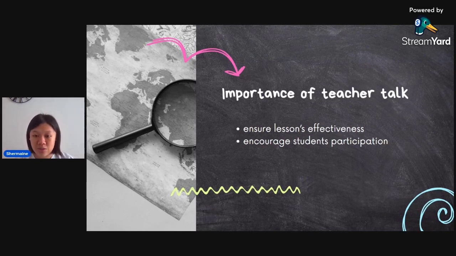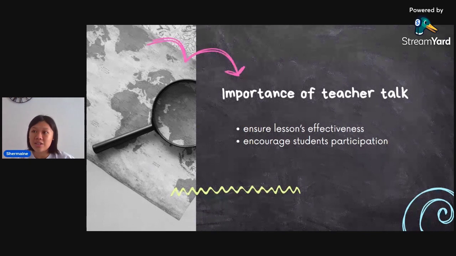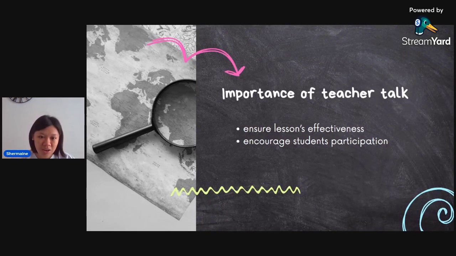Second is to encourage student participation. Some students may be introverts and don't like to join in a lot. In this kind of situation, teacher talk becomes important, as you need to promote student participation. You have to encourage them. Even though the students are introverts, you can't just leave them on their own. You have to go and maybe ask, do you want to try something, so that the students' participation can also increase.